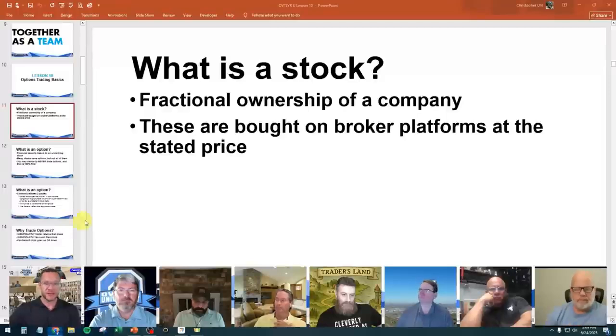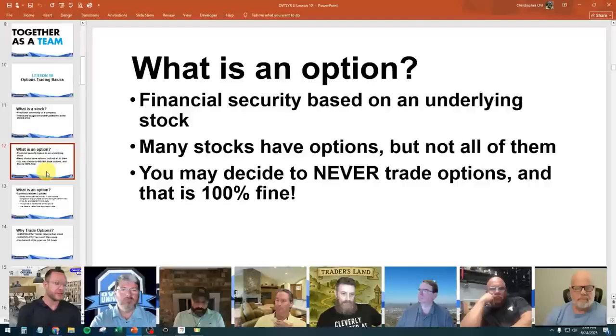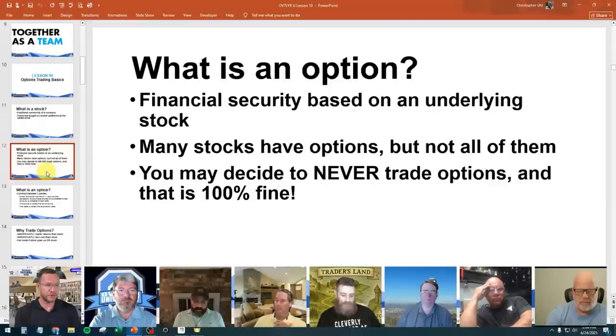Now we can take this a step further. This is a derivative. An option is a financial security based on the underlying stock, right? You cannot have an option without a stock. They have to go together. And that's why I say it is a derivative. It is a financial instrument based on the underlying stock. Lots of stocks have options, but not all of them, right? You come across stocks all the time that don't have any options.